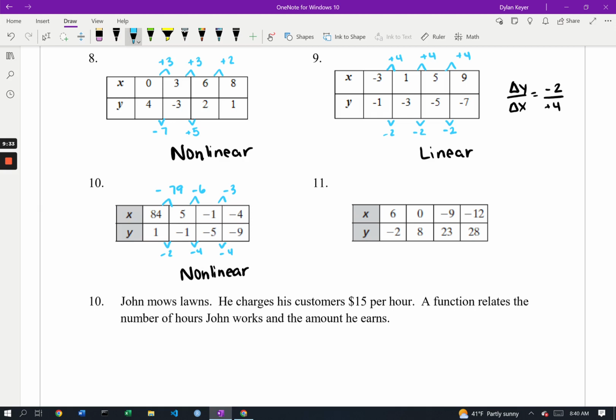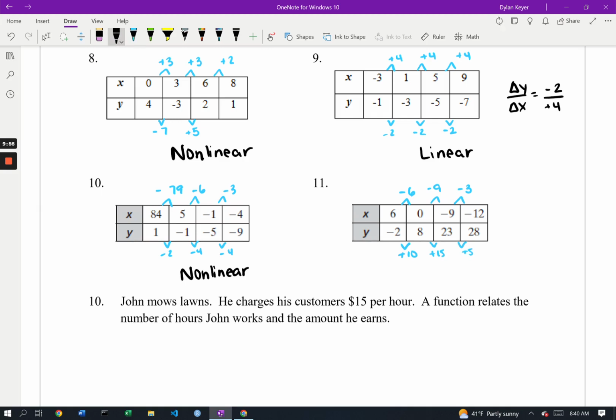And the last table over here, from 6 to 0, we went down 6. 0 to 9, we went down 9. And negative 9 to negative 12, we went down 3. From negative 2 to 8, we went up 10. From 8 to 23, we went up 15. And from 23 to 28, we went up by 5.